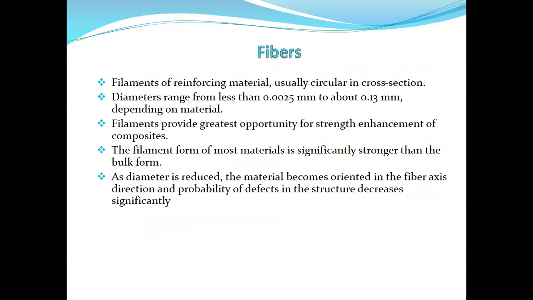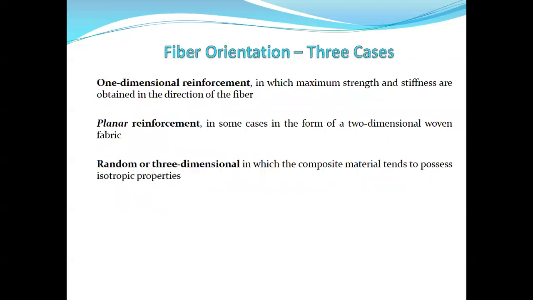So fiber means the filament of reinforcement material, usually circular in cross section, and the diameter ranges from 0.0025 mm to 0.13 mm. The filament provides greater opportunities for strength enhancement of the composite. The filament form of most materials is significantly stronger than the bulk form. Then fiber orientation, the three cases. One is one-dimensional reinforcement, in which the maximum strength and stiffness are obtained in the direction of the fiber. Then planar reinforcement, in some cases in the form of two-dimensional woven fabrics. Then random or three-dimensional, in which the composite material tends to possess isotropic properties.